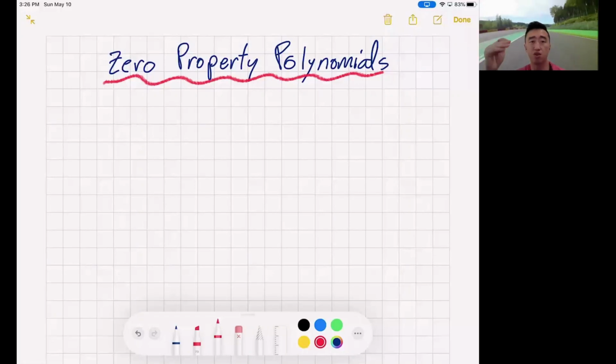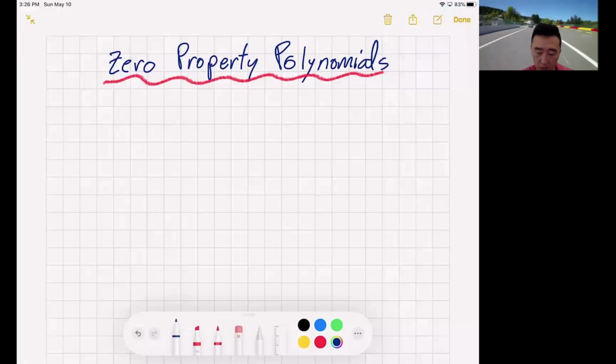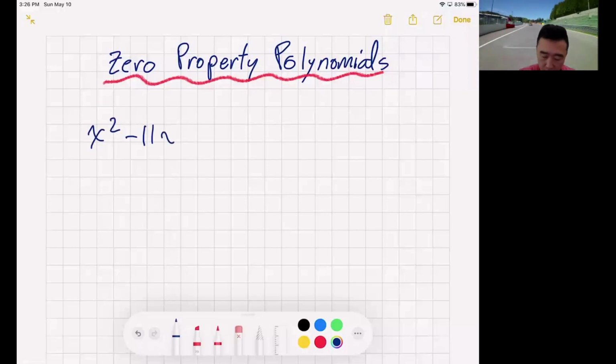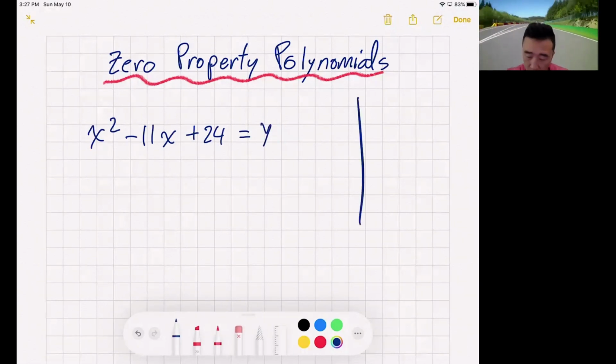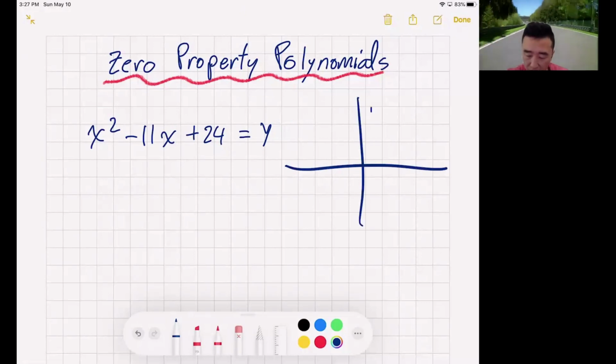Today we're going to talk about zero property polynomials. Now that you have been working with polynomials a little bit, trinomials in particular, let's say that you have something like this, plus 24. You will find out that we're going to make this into a function, which means we're going to turn this into an X relationship and also a Y relationship. And we'll teach you how to graph this.